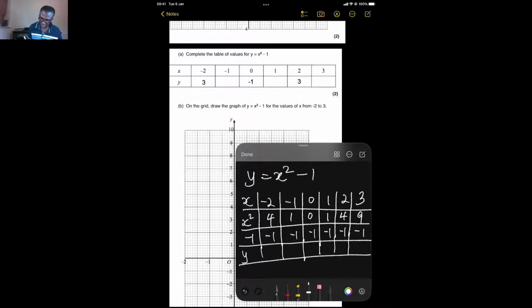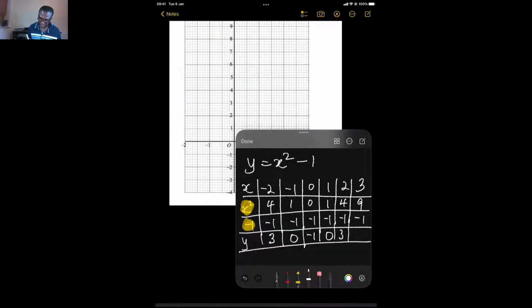Now to work out our y, it is where we combine these two together. So we've got our x squared column, which is this bit. Then we've got our -1 column. So these two are going to be combined together. When we combine them, 4 and -1 put together makes 3. 1 and -1 will make 0. 0 and -1 will make -1. 1 and -1, when we have 1 and then we add our -1 onto it, will also make 0. 4 and -1 will make 3. Our 9 and -1 will make 8.